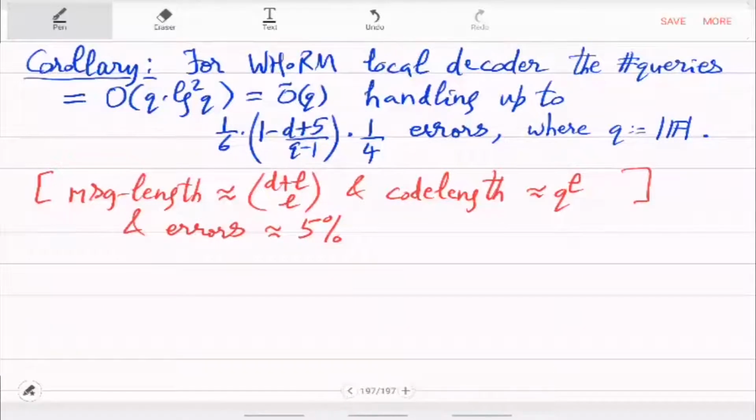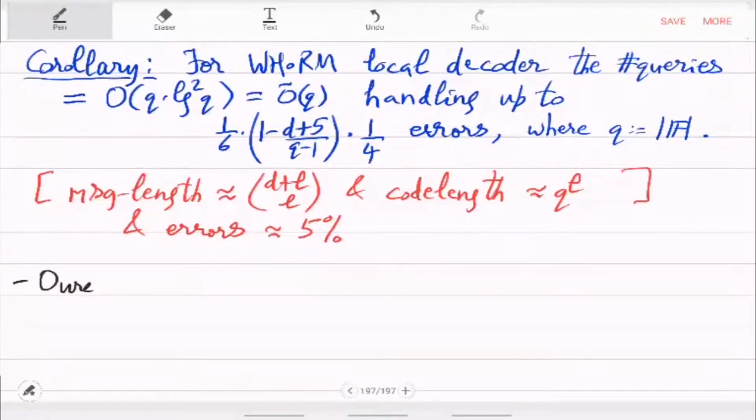Remember, our final goal is hardness amplification from worst case to average case. So, for that 5% error is not enough. We actually should be able to handle much more, closer to 50% actually, something like 49% errors we should be able to handle. So, that is what we have to do now.